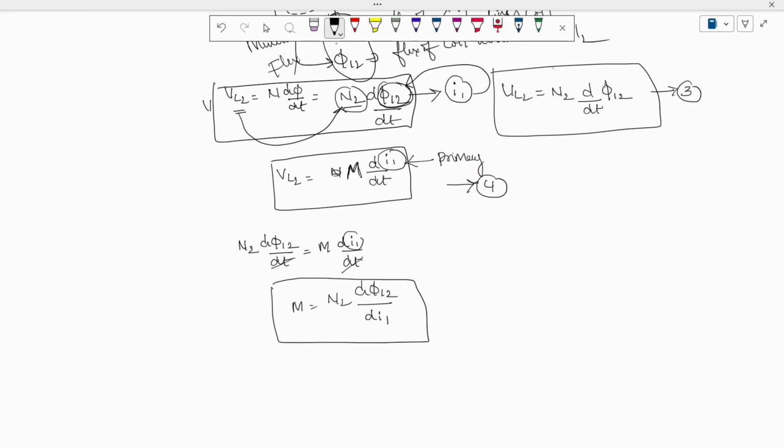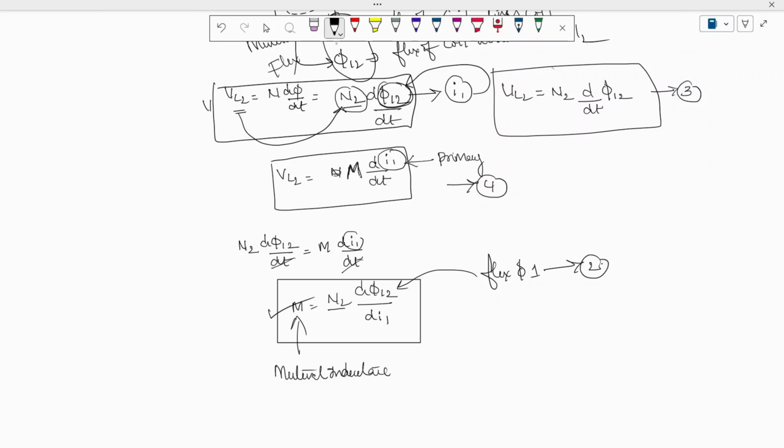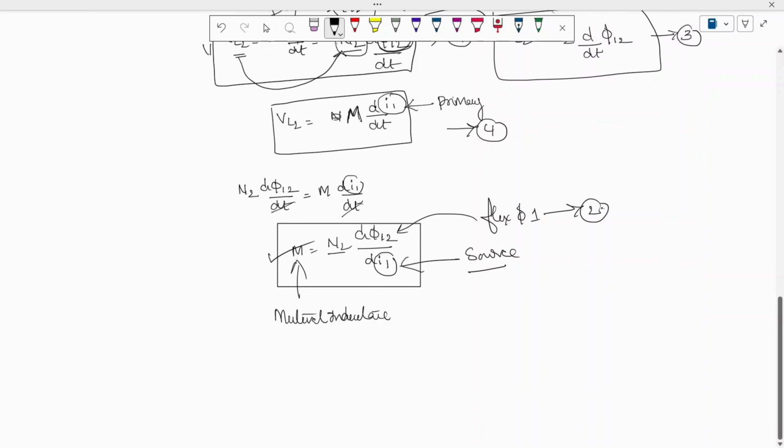This is the original formula for mutual inductance. M is called the mutual inductance from coil 1 to coil 2, where N2 is the number of turns and φ12 is the flux transferring from coil 1 to the second coil. That's why this is called mutual inductance. And the source of this flux transferring from the first coil to the second coil is that φ1 is coming due to the source I1. So this is the formula with respect to the second coil.